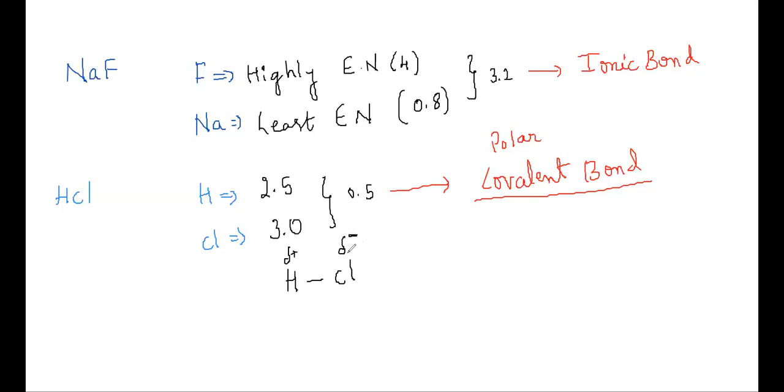So what does it mean when I say polar covalent bond? It means these bonds appear to have partial ionic character. Very important: these polar covalent bonds have partial ionic character. What do you mean by that? What do you understand by this statement? Can anyone tell me?